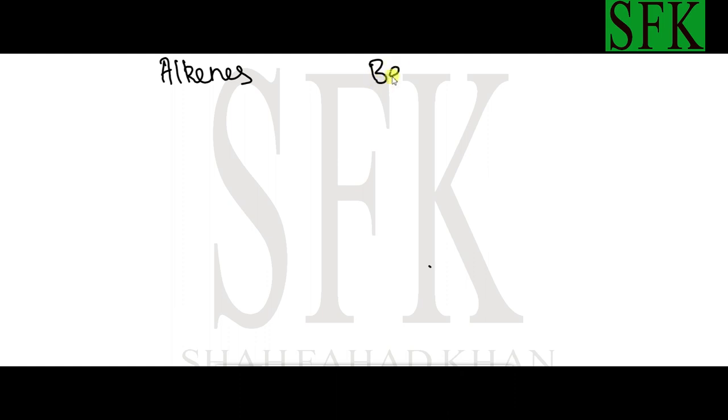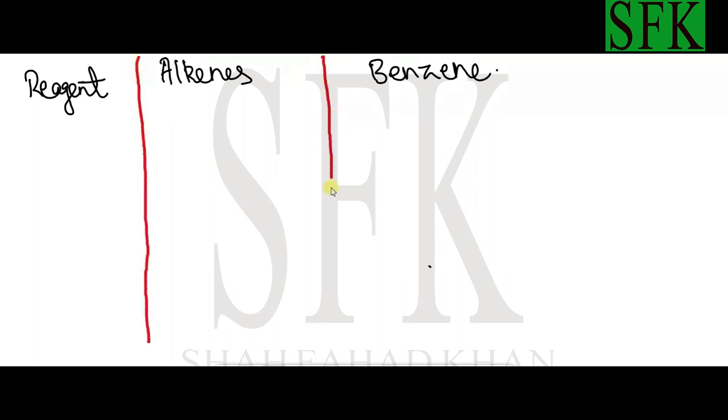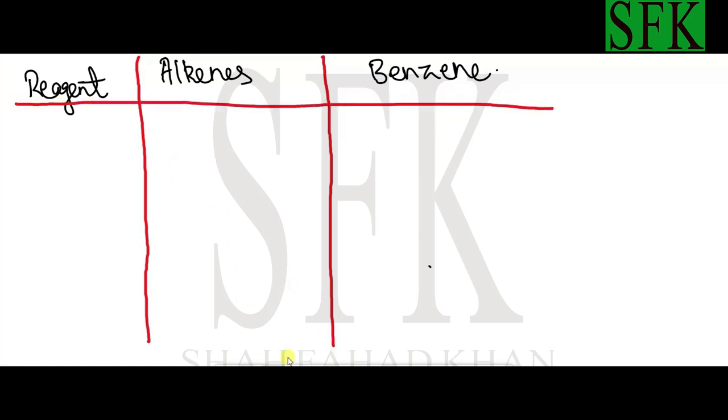Alkenes, benzene, and the reagent with which we are going to test them. Okay, now something very interesting happened when this benzene was tested with the reagents that are usually used to test for alkenes. The first reagent that we can use is the bromine water test, the very basic test for alkenes with aqueous bromine. What happens with alkenes is that the bromine water gets decolorized.